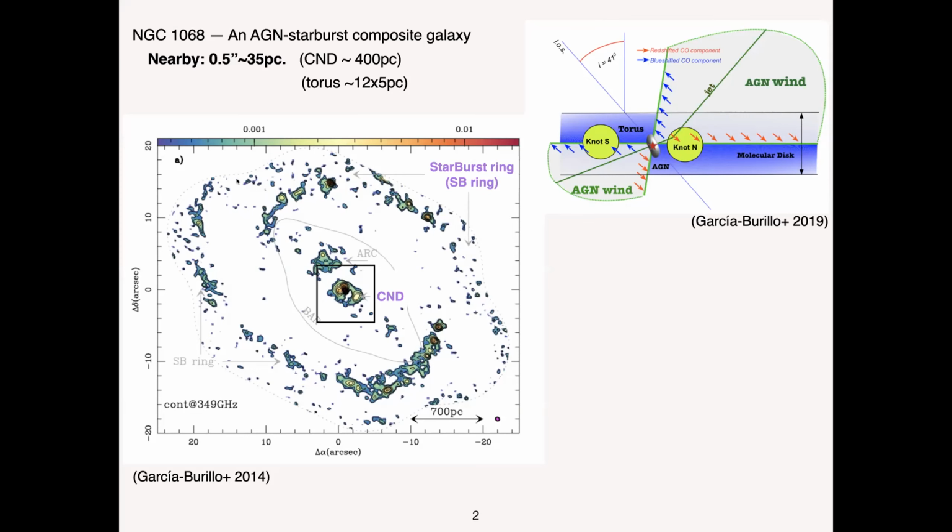On the left-hand side, I show an ALMA band 7 continuum image. At this band, the main contribution is from the dust. From this map, we can see several parts of the structure. We see the CND. We also see the starburst rings at the arms, in the outskirts of this galaxy. Our main interest is the CND, which is at the center.